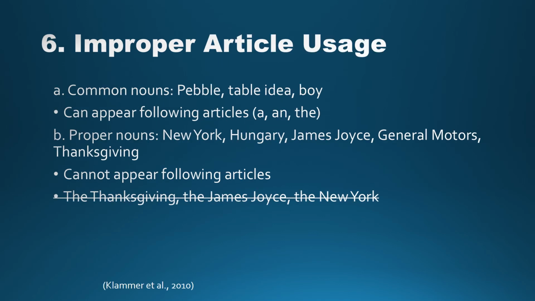Improper article usage is also problematic for many students, especially those that come from a different language background. Some common rules that will help you to avoid improper article usage are as follows. Common nouns, for example, pebble, table, idea, or boy, can appear following articles a, an, or the. Proper nouns, however, like the names of cities, countries, or people or companies, cannot appear following articles. So you cannot say the New York, the Hungary, the James Joyce. These do not have the articles.